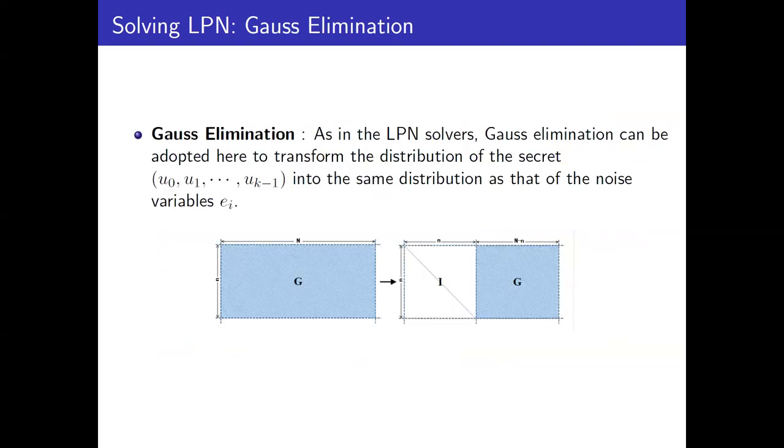We first look at the first algorithm procedure introduced in fast correlation attack. This is Gauss elimination. As in LPN solvers, Gauss elimination can be adopted here to transform the distribution of the secret variables into the same distribution as that of the noise variable. That is, we make a systematization of this matrix.